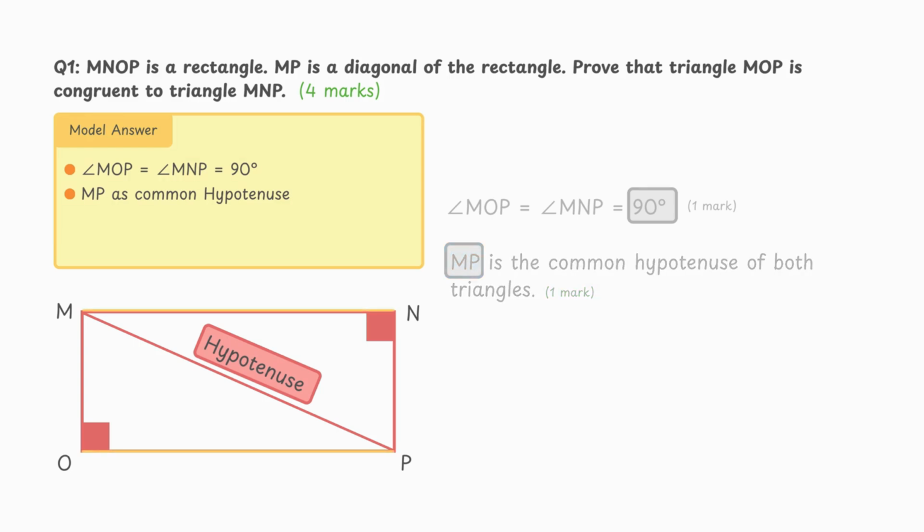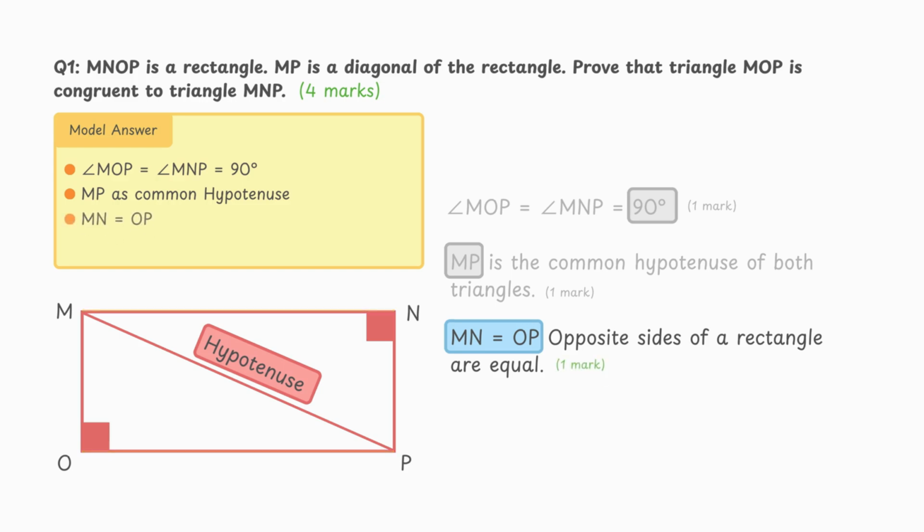Now let's find one more pair of equal sides. Look at MN and OP. These are opposite sides of the rectangle. And in a rectangle, opposite sides are equal. So we can say MN equals OP. This earns the 3rd mark. Now we have all the information we need.